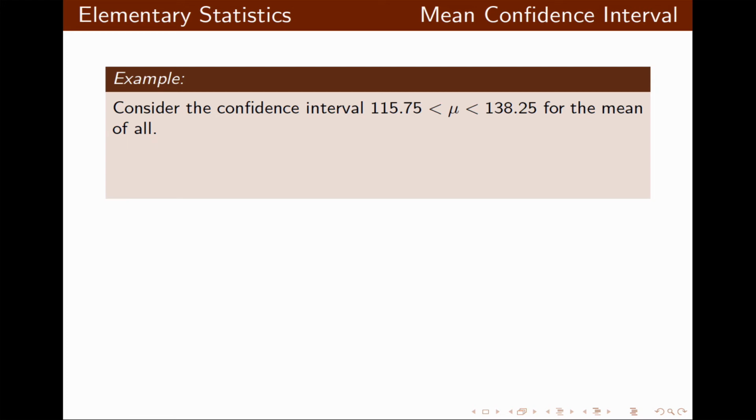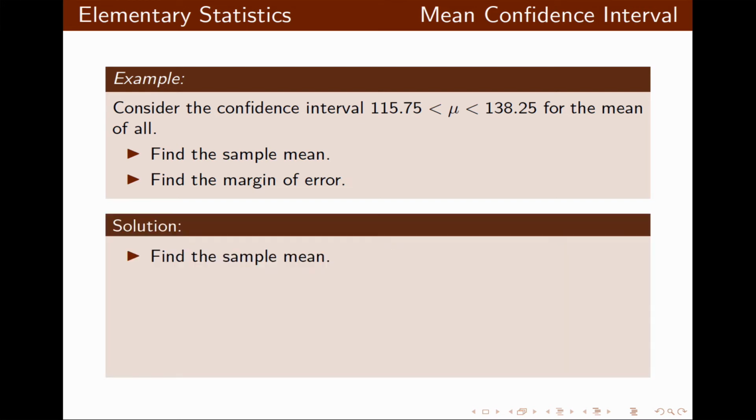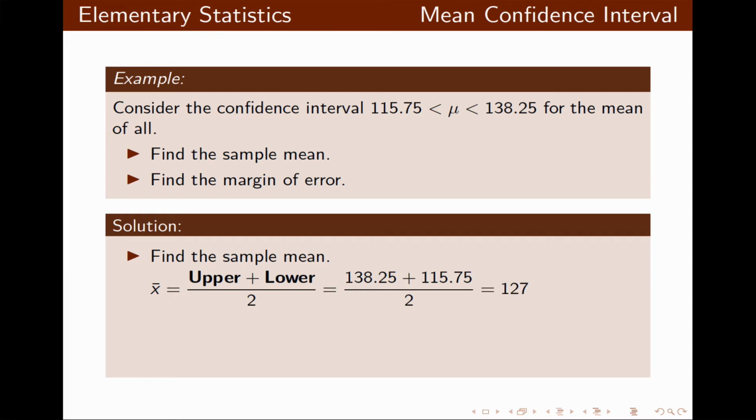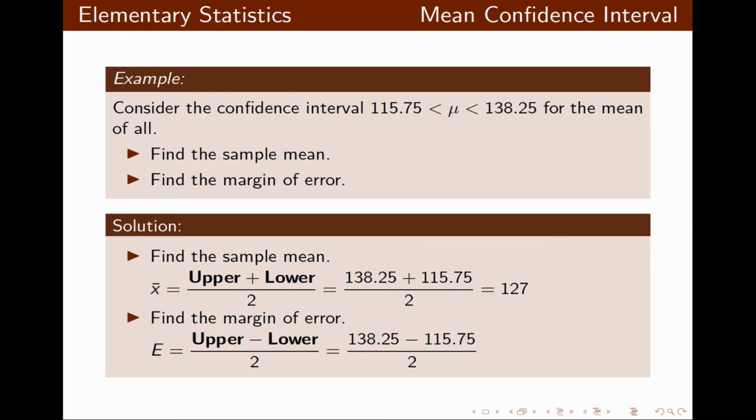In this example, we're given a confidence interval for mu. We want to find the sample mean and the margin of error. So for the sample mean, we're going to add the upper and lower value of the confidence interval and then divide by 2. So our sample mean would be 127. And for the margin of error, we go upper minus lower divided by 2. And the margin of error would be 11.25.